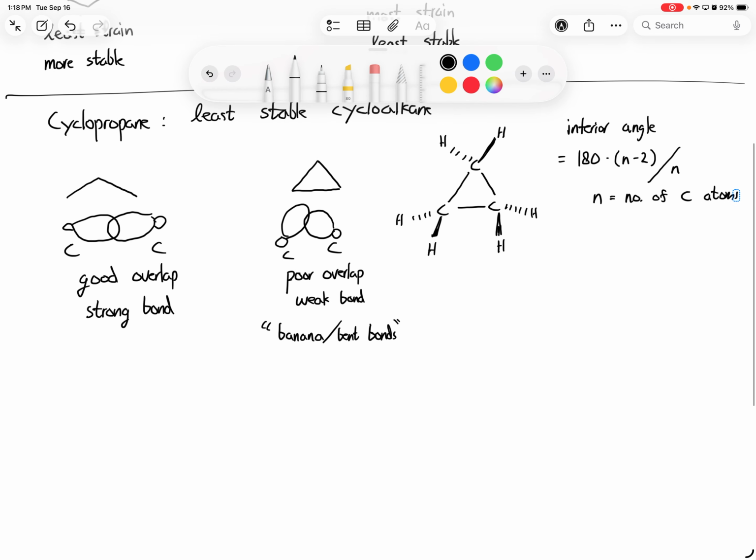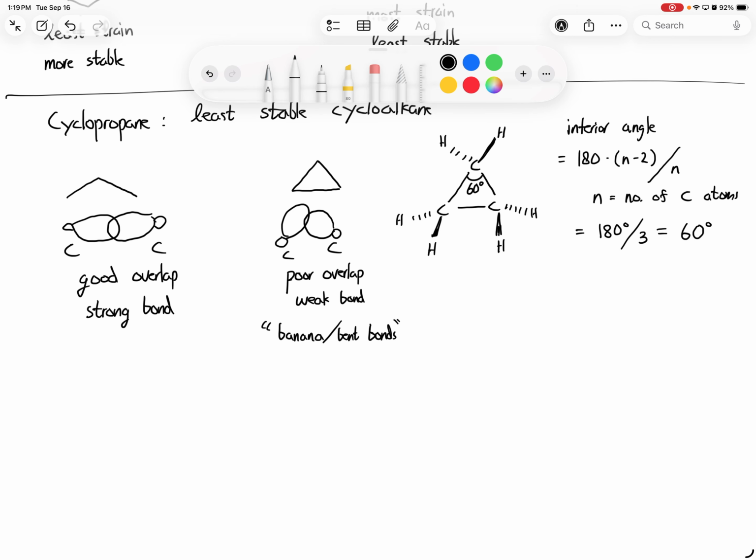So how many carbon atoms are in there? 3. So n minus 2 will equal 1, so the total is 180. 180 degrees over 3, and if I calculate that, each angle should be 60 degrees. We're going to do the same equation for pentane, butane, and cyclohexane. So each of these angles is actually 60 degrees.